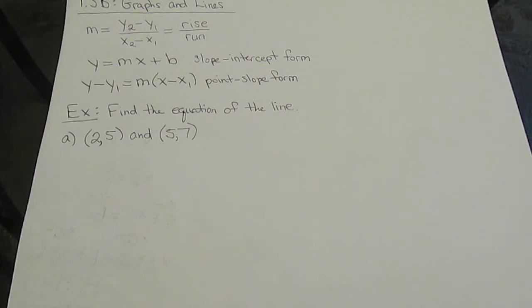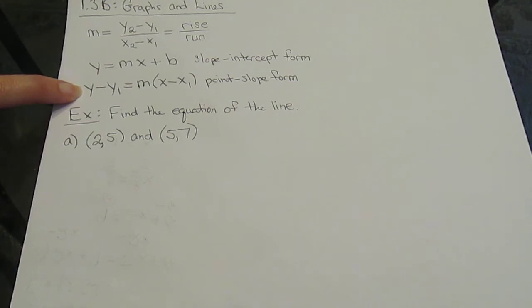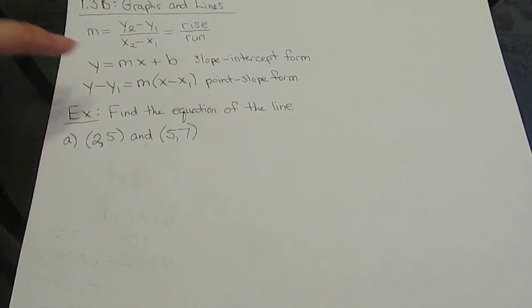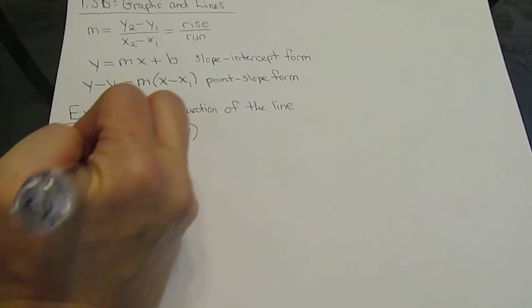Well, first ask yourself, do you have the y-intercept? Remember, the y-intercept is going to be (0, some number). We don't have a point that starts with 0, so we don't have the y-intercept. So I want to use point slope form when working on this first example. So I'm going to write that down.